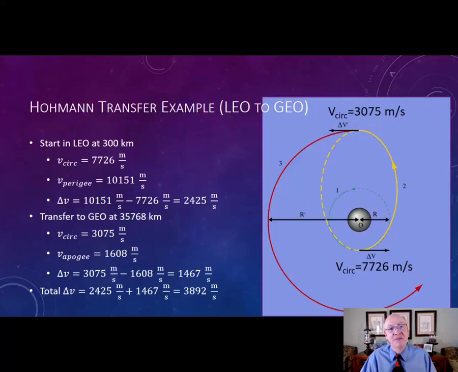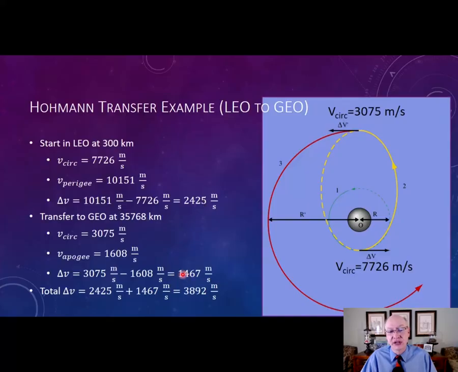So now I have to fire my engine a second time, and I have to speed up again. If I don't speed up, I will just fall back down on this elliptical transfer orbit. To get into this circular orbit, I now need to be traveling 3,075 meters per second. I'm actually traveling 1,608, so I need to gain a total of 1,467 meters per second. The total to change from here to here requires a total change. This change to get into the transfer orbit required a delta V of 2,425.